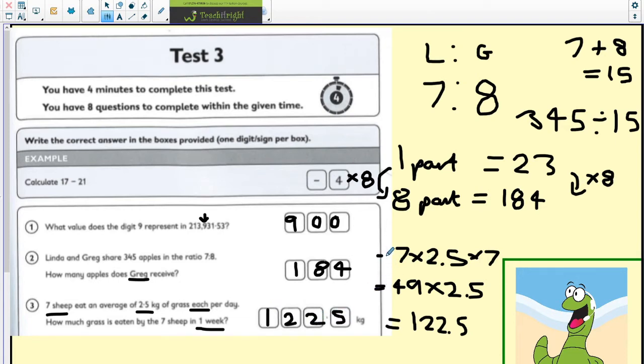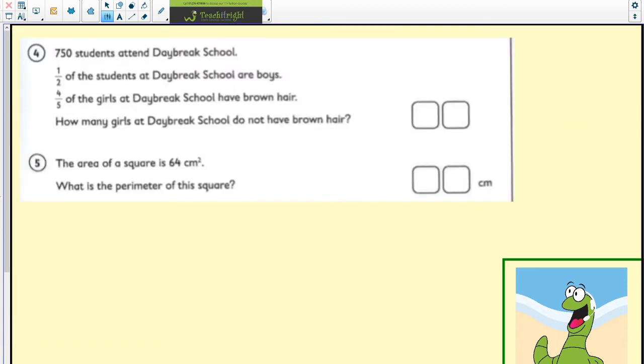So that's my steps. I've done that first, then that, and that. And 2 lots of 49 plus half of 49. That's how I did that. Right, next question. Let's change the colour.